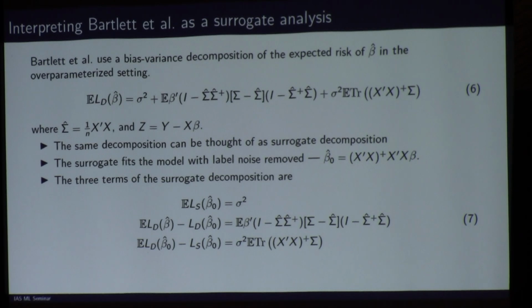Basically, yeah. Is beta hat 0 and beta hat have the same population risk? Or is that a small population? They do not have the same population risk. Okay, but it's small. I guess, yeah, probably beta naught has smaller population risk.